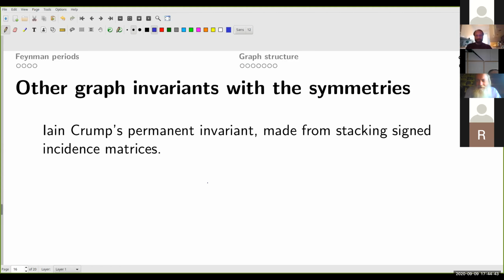So what do you do? You take a signed incidence matrix, let's just call that E, with 1 row removed. So that's the full rank version.